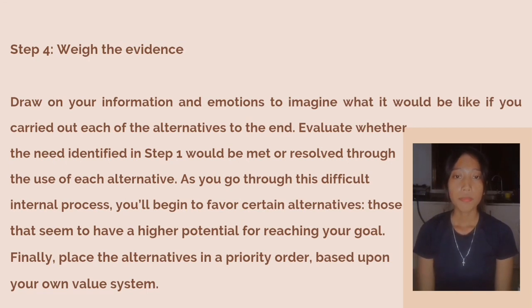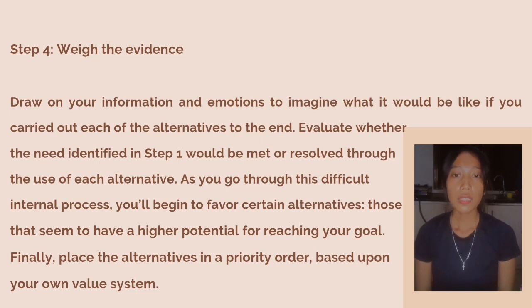Step 4. With the evidence, draw in your information and emotion to imagine what it would be like if you carried out each of the alternatives to the end. Evaluate whether the need identified in step 1 will be met or resolved through the use of each alternative. As you go through this difficult internal process, you begin to favor certain alternatives, those that seem to have a higher potential for reaching your goal. Finally, place the alternatives in a priority order based upon your own value system.